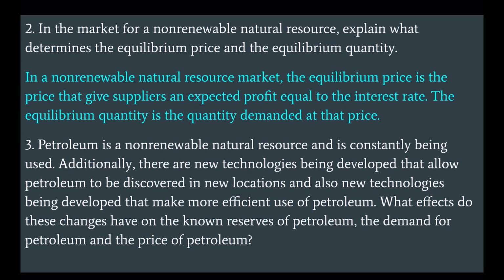In the market for a non-renewable natural resource, explain what determines the equilibrium price and the equilibrium quantity. In a non-renewable natural resource market, the equilibrium price is the price that gives suppliers an expected profit equal to the interest rate. The equilibrium quantity is the quantity demanded at that price.